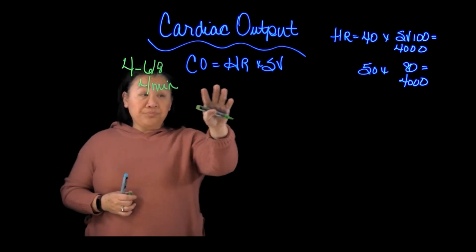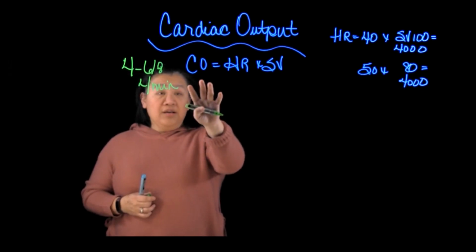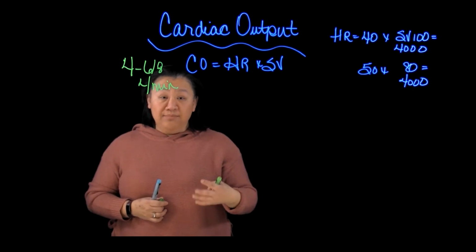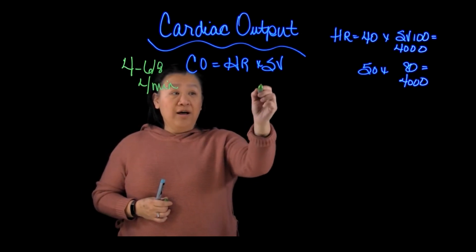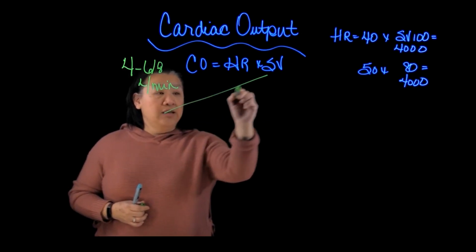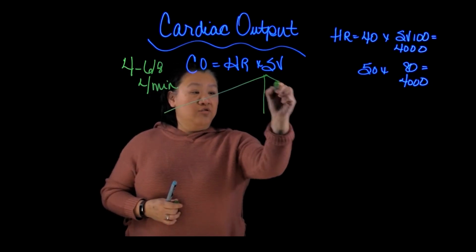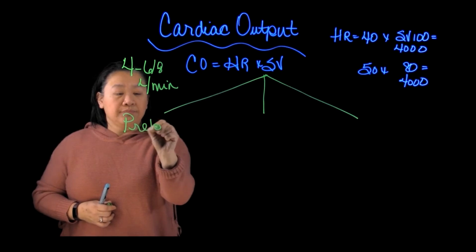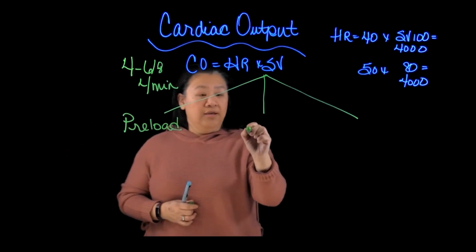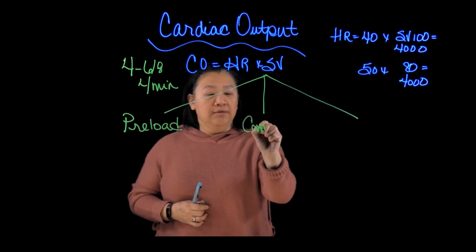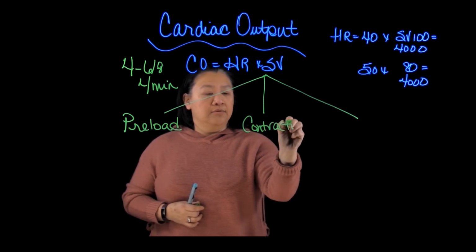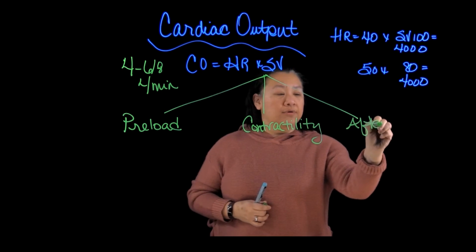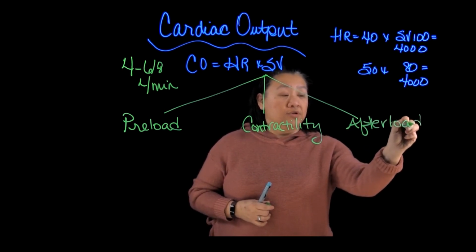Let's look at the components. You've got heart rate, which is beats per minute. Stroke volume is comprised of three different components, so let's draw this out for you. You've got preload, contractility, and afterload. A couple of things here.